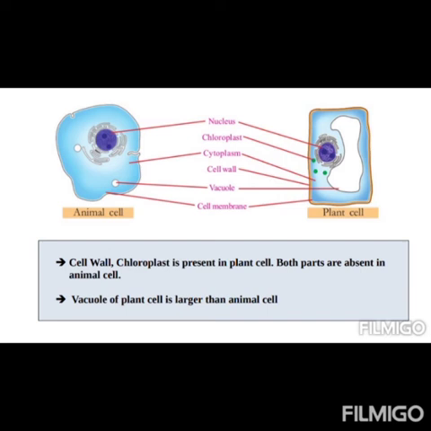Nucleus, cytoplasm and cell membrane are the common parts seen in animal and plant cells. Cell wall and chloroplast are present only in the plant cell. Both these parts are absent in the animal cell. The vacuole of the plant cell is larger than in the animal cell. So these are the differences between the plant cell and animal cell.